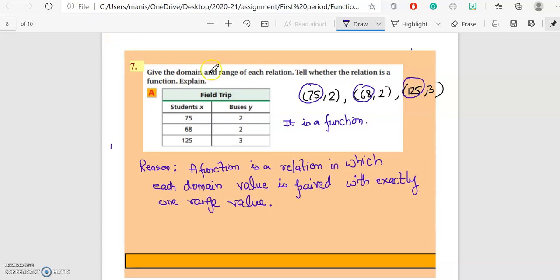Now this question says explain. So what is the explanation? I have given you the reason. A function is a relation in which each domain value, each x value is paired with exactly one range value.